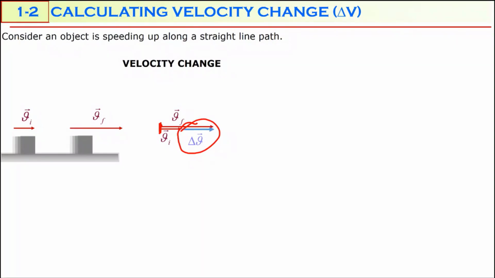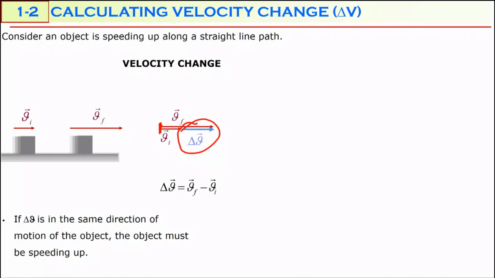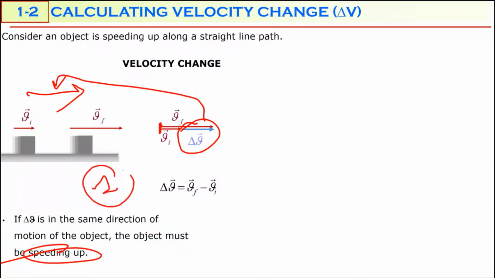So if you look at delta V, you will see that delta V is in the same direction as the motion of the object. The object is moving to the right, delta V is to the right. If delta V is in the same direction as the motion of the object, the object must be speeding up. First thing you should remember and learn is this. If delta V and direction of the motion are in the same direction, the object must be speeding up. Or if the object is speeding up, delta V and direction of the motion must be the same.